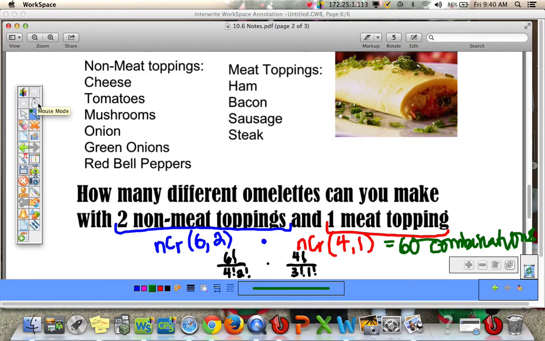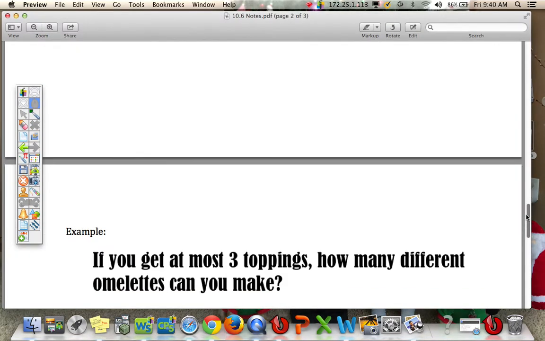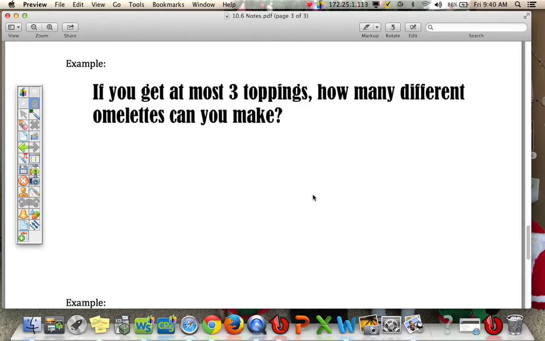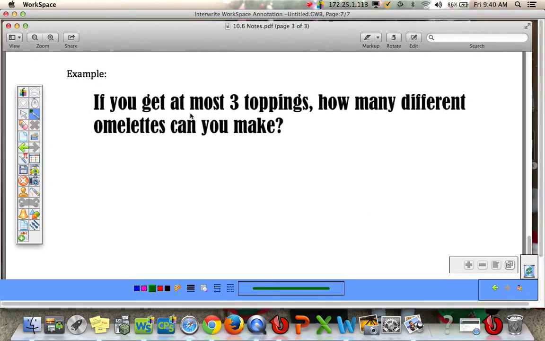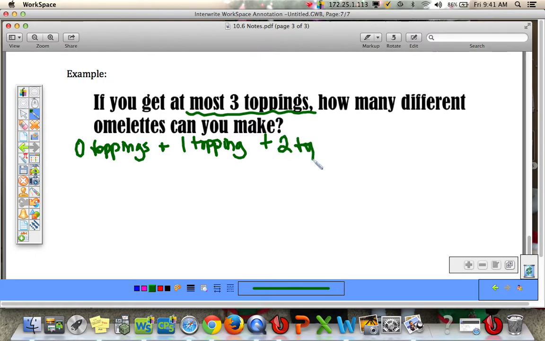Okay, let's look at more examples of combinations. Let's say you can get at most 3 toppings. How many different omelets can you make? All right, so this one we have a few things to think about. We could get an omelet with 0 toppings. We could get an omelet with 1 topping. We can get an omelet with 2 toppings. Or we can get an omelet with 3 toppings.